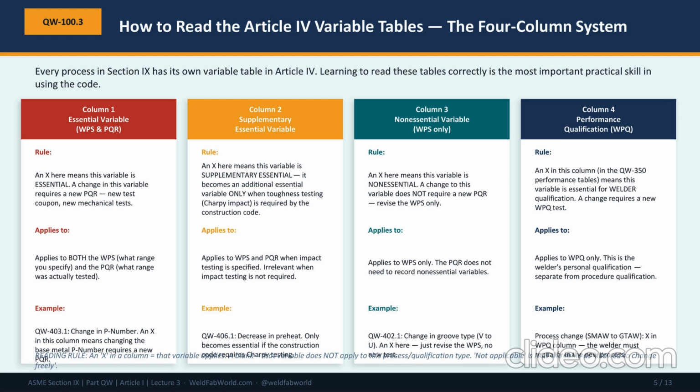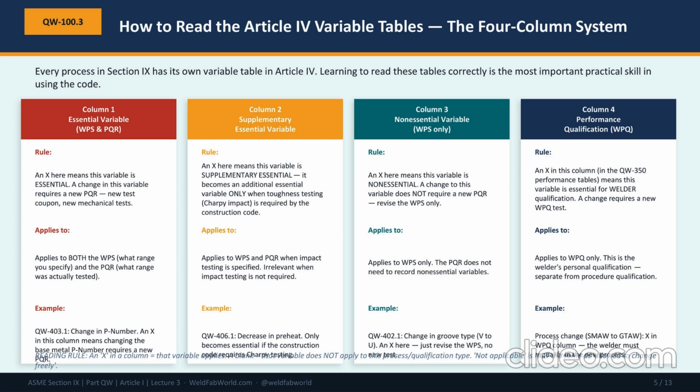This column exists because toughness is sensitive to welding thermal cycle parameters, heat input, interpass temperature, preheat, in ways that strength and ductility are not necessarily affected by. So the code created a separate tier of variables that only activates when toughness is on the table. Column 3, Non-Essential Variable. Label, WPS only.